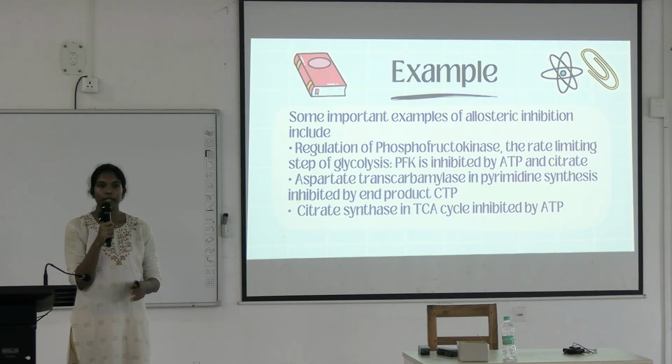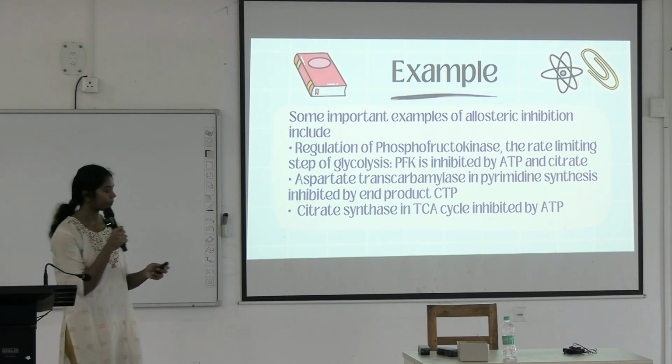Some of the important examples of allosteric inhibition include: number 1, the inhibition of phosphofructokinase by ATP or citrate in the rate limiting step of glycolysis. Number 2, the inhibition of aspartate transcarbamylase by the end product CTP in pyrimidine synthesis pathway. Number 3, the inhibition of citrate synthase by ATP in TCA cycle.